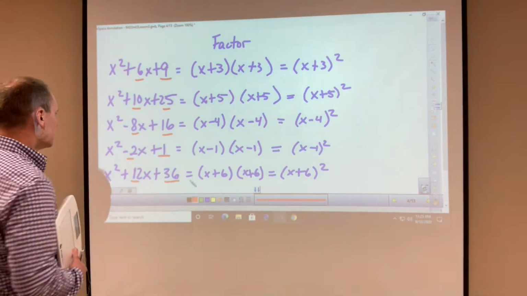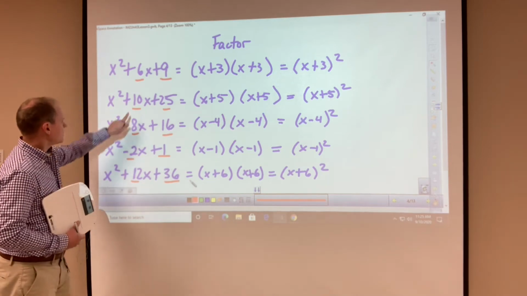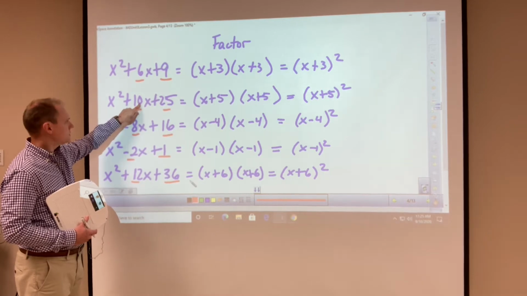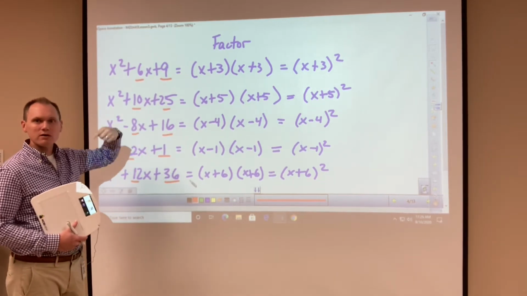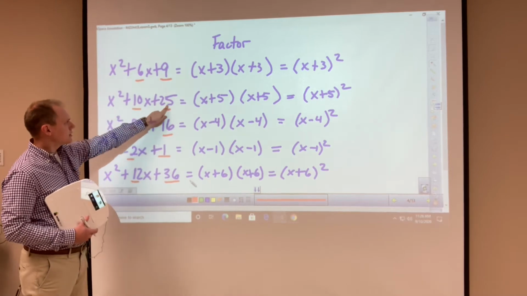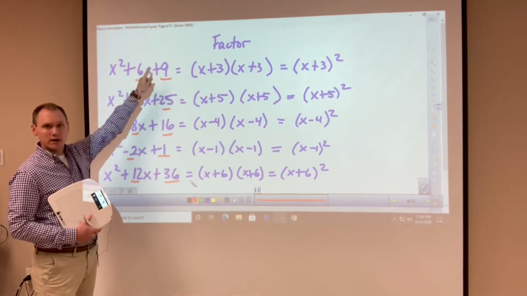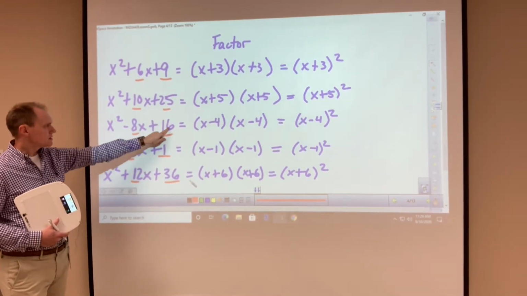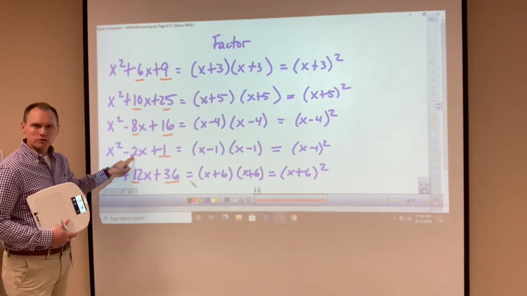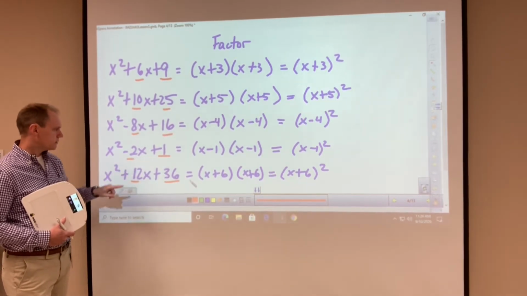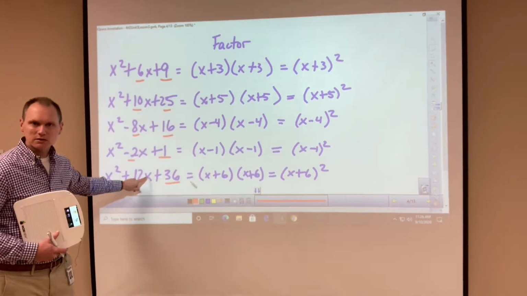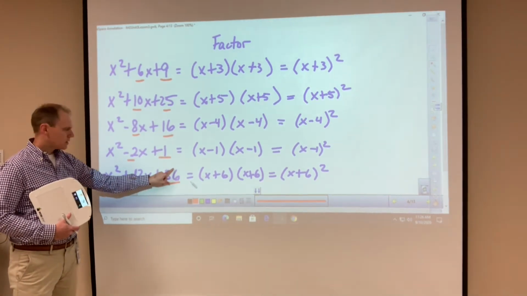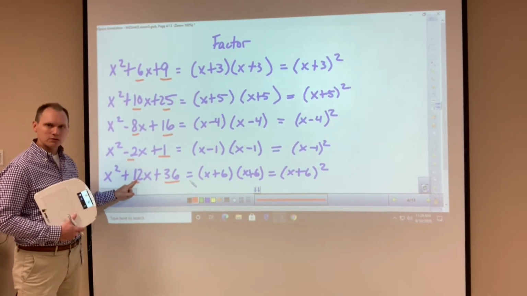All right, so hopefully you're seeing that if we take B and divide it by 2, so 10 divided by 2 is 5, and then square the result, 5 squared is 25. Here it'd be 3 squared is 9. Negative 8 divided by 2 is negative 4, squared is 16. Negative 2 divided by 2 is negative 1, and negative 1 squared is positive 1. 12 divided by 2 is 6, and 6 squared is 36. So for each of these, the C value was the B value divided by 2, squared.